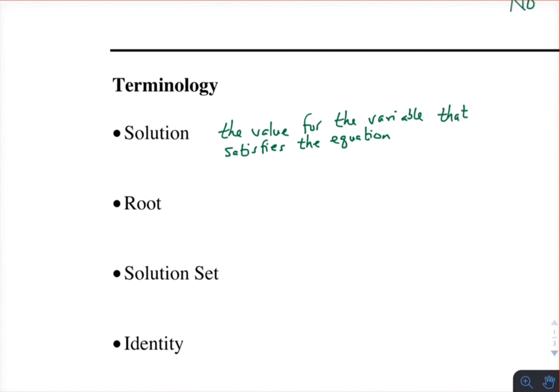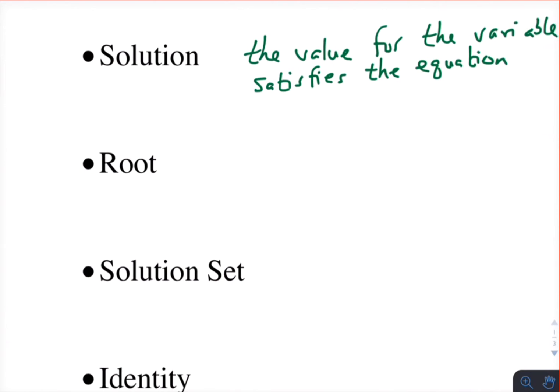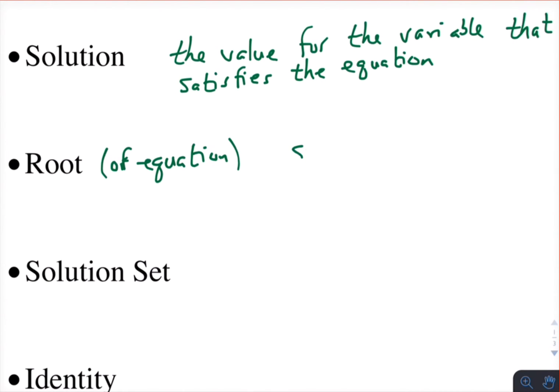Okay, root, and more specifically root of an equation, not to be confused with square root or cube root or any of the roots involving radicals. This is the root of the equation. And when we say the root of an equation, it's the same as a solution. So a number that makes the equation true is called a root.